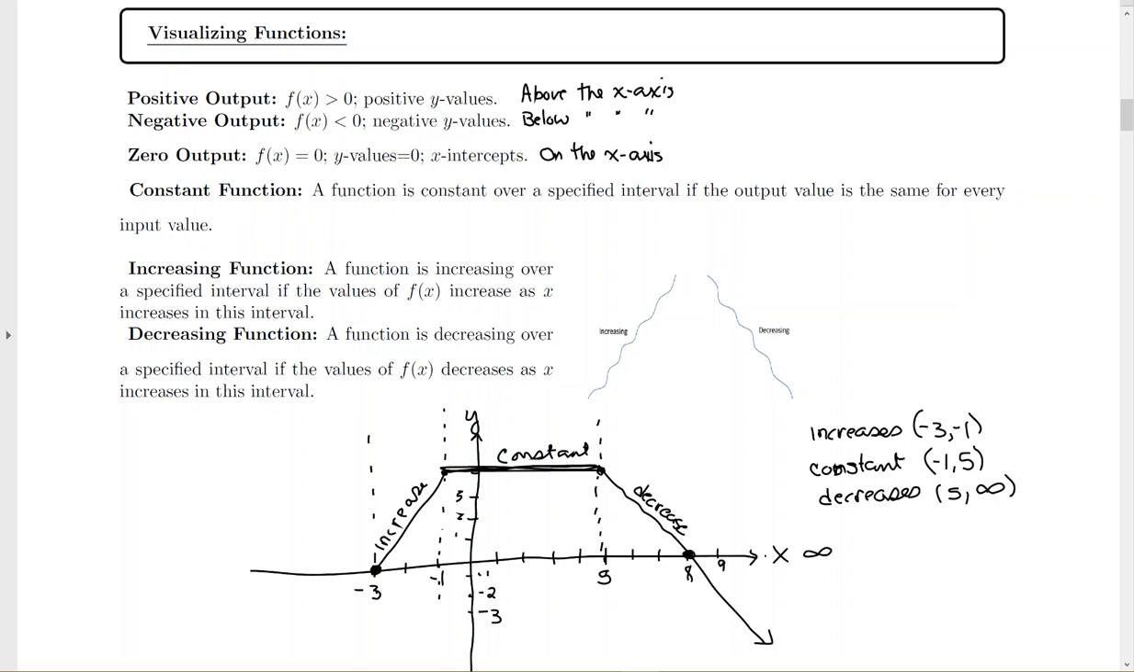And we always put parentheses on infinities or negative infinities. You can't ever put a dot on it.